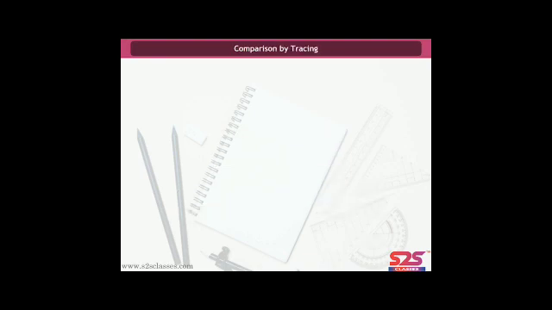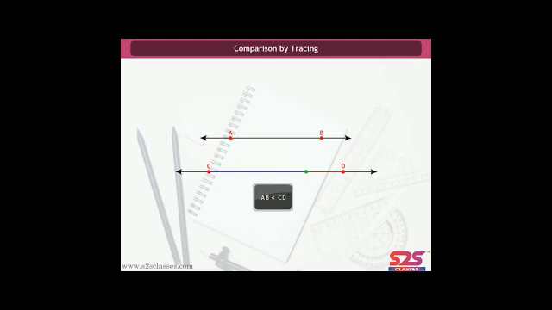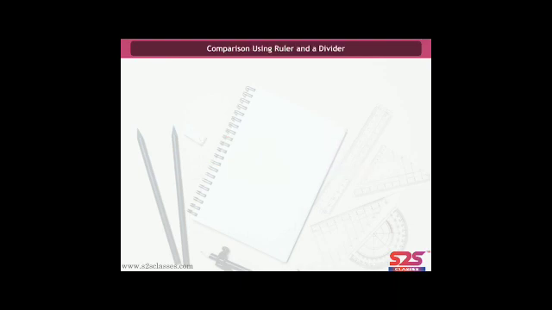Comparison by tracing. Another method of comparing line segments is by tracing. Using a tracing paper, trace AB and place it on CD. Now we can easily tell that CD is greater than AB. Accuracy of this method depends upon the accuracy of the trace. Also, it is hectic to trace a line segment every time we want to compare it.